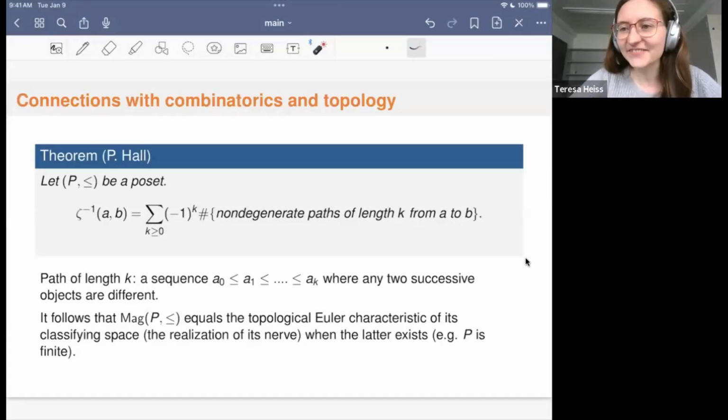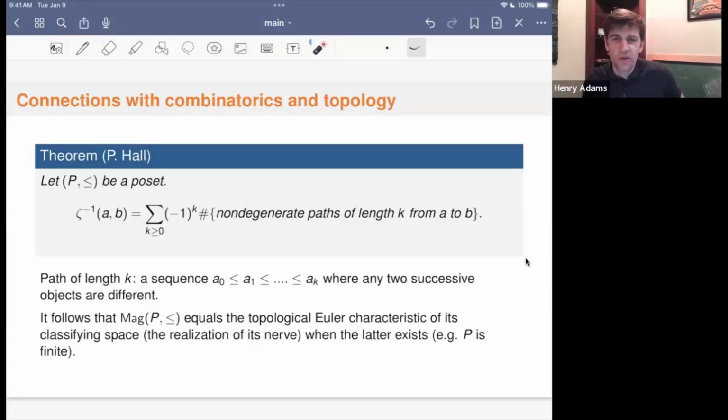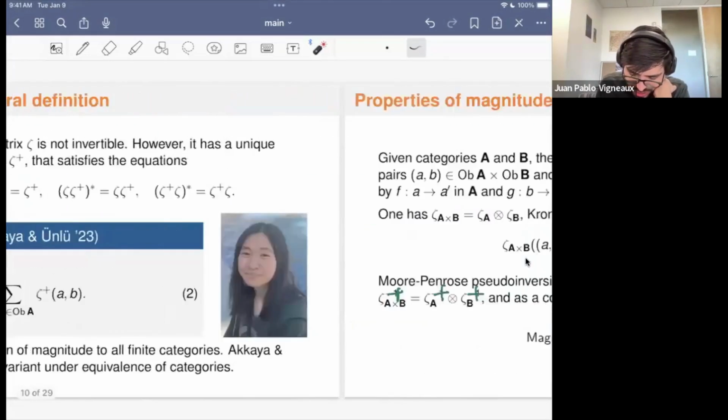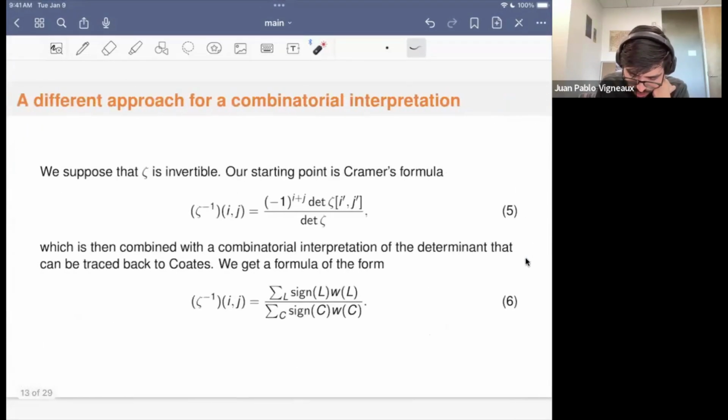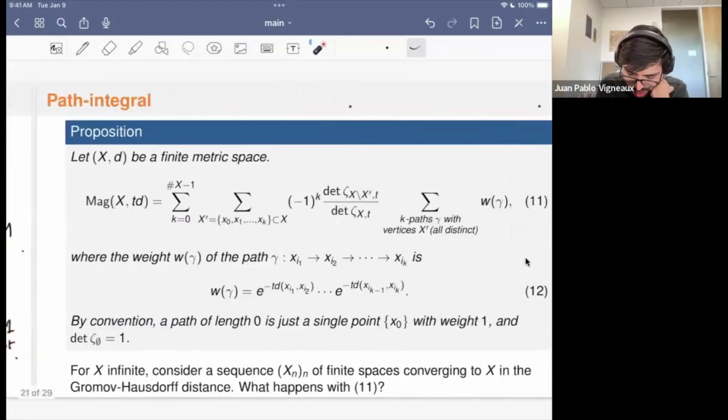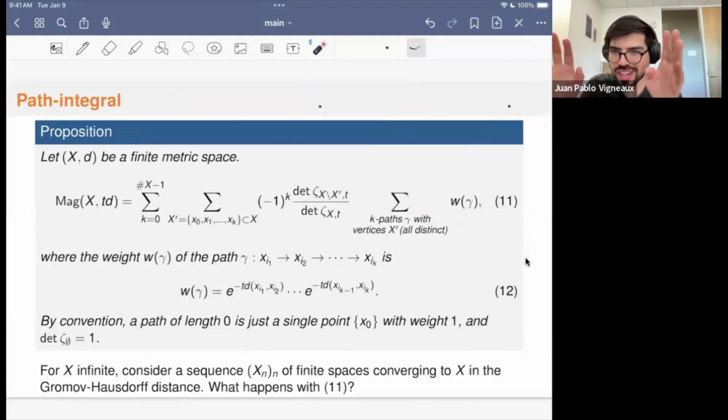Thank you. And Henry? Juan Pablo, I wanted to ask a question about your slide where you mentioned the Gromov-Hausdorff distance question. Yeah. So this has to do with the fact that, okay, I said there are like two branches of work in magnitude. And one has to do with this magnitude homology. I mean, that's the biggest one nowadays. But the other big one has to do with analysis.